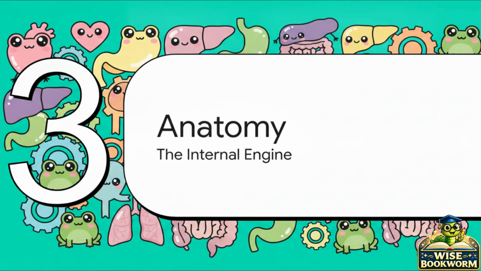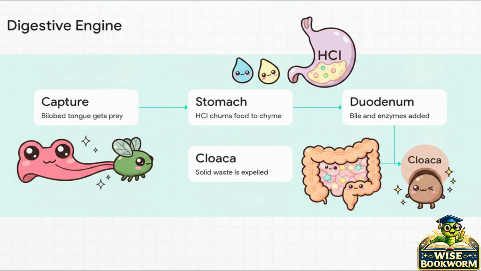Section 3. Anatomy, the internal engine. All right, let's crack open the outer hull and look at the dense network of internal organs that make up the engine room. Let's actually follow the fuel through it. It all starts with a specialized bilobed tongue whipping out to capture prey. That prey hits the stomach, where hydrochloric acid and gastric juices churn it into a soupy substance called chyme. From there, it enters the duodenum, which is the first part of the small intestine.